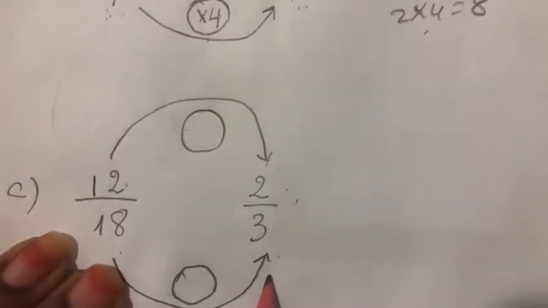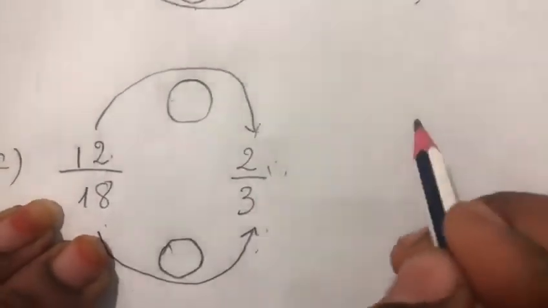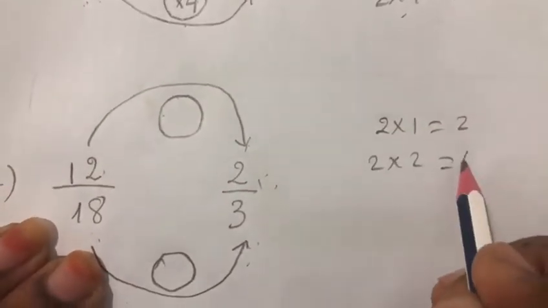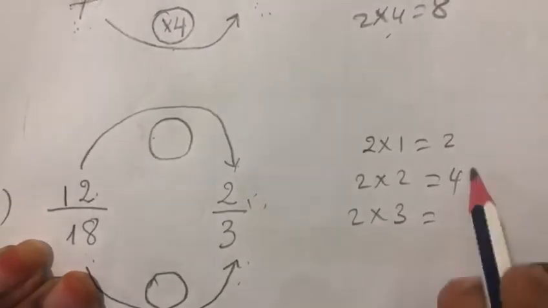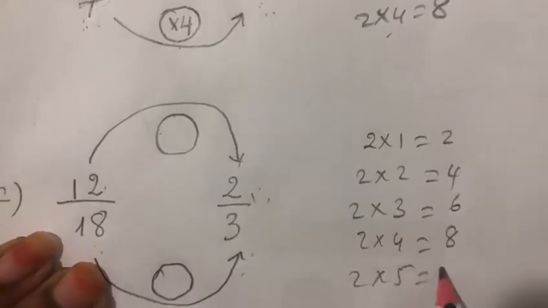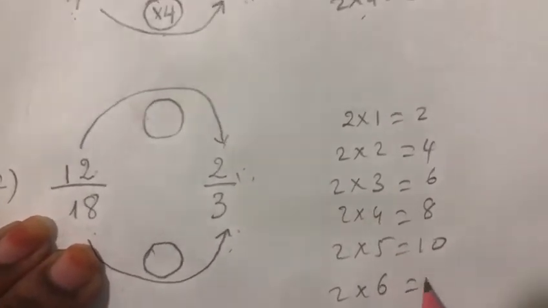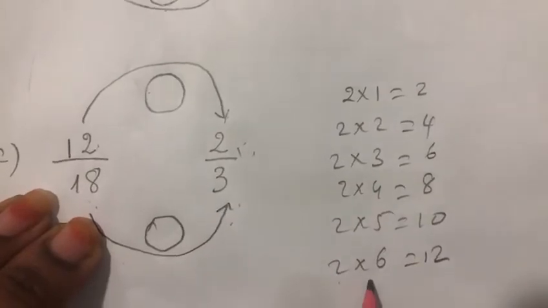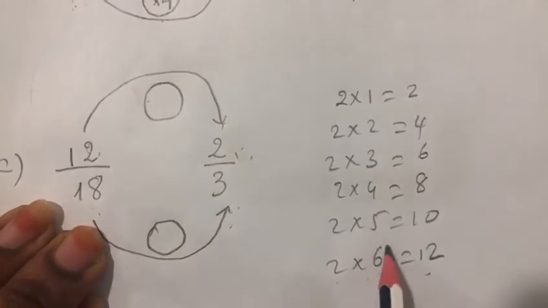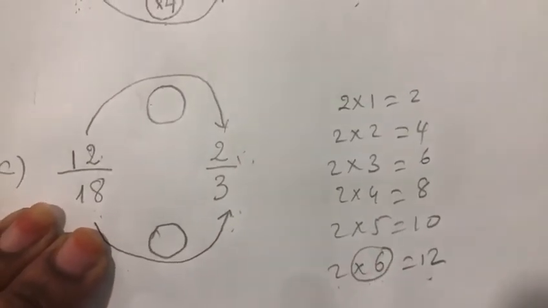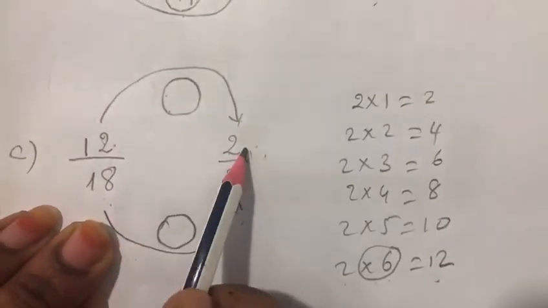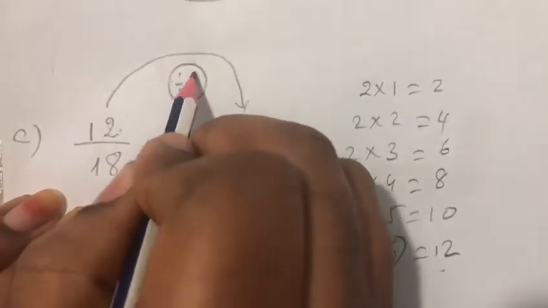So we can check in the table of 2 first. So we are going to have again 2 times 1 is equal to 2. 2 times 2 is equal to 4. 2 times 3 is 6. 2 times 4 is 8. 2 times 5 is 10. 2 times 6 is 12. So we see that 2 times 6 is 12. But now it is a reduction. It means we are going to do the opposite of multiplication, which is what? Division. So we are going to divide 12 by 6 to get 2. So we are going to write here divided by 6.